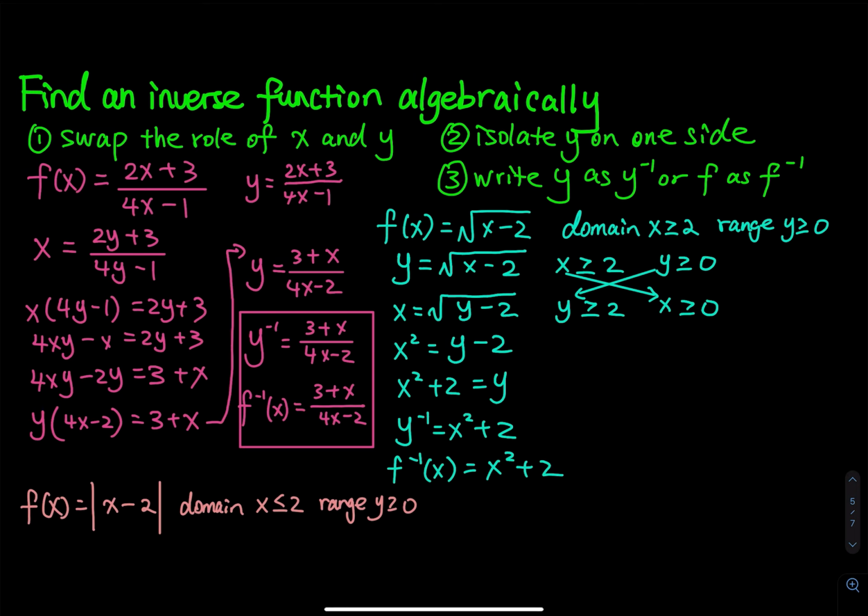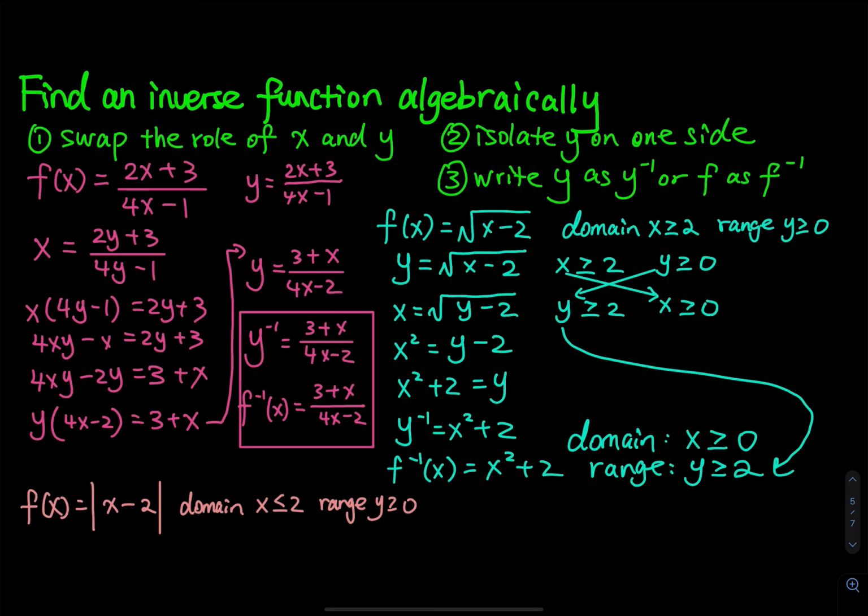And then what about the domain and range? So now you just find the domain and range of f inverse. So now the domain is x greater than or equal to 0, and then the range is y greater than or equal to, I mean greater than or equal to 2. Does that make sense? So the range is here, right? y greater than or equal to 2, and then the domain is right over there.